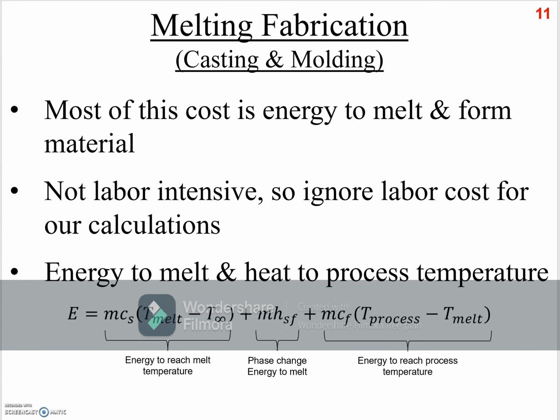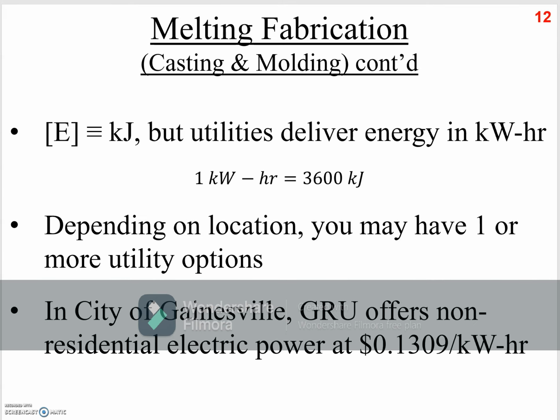So for melting fabrication, which includes casting and molding, most of this cost is going to be due to energy to melt and form the material. It's not so labor intensive, so we can go ahead and ignore the labor cost for these calculations. And so below you can see the equation that is used to calculate the energy to melt and heat to process temperature. It is important to remember that utilities deliver energy in kilowatt hour.